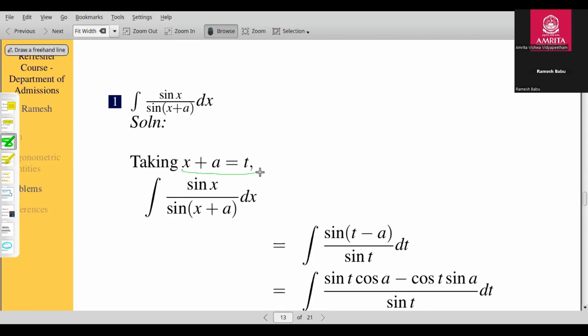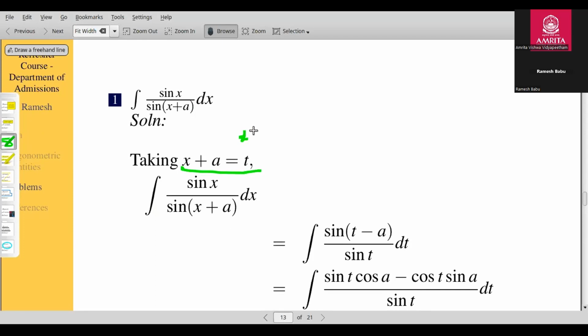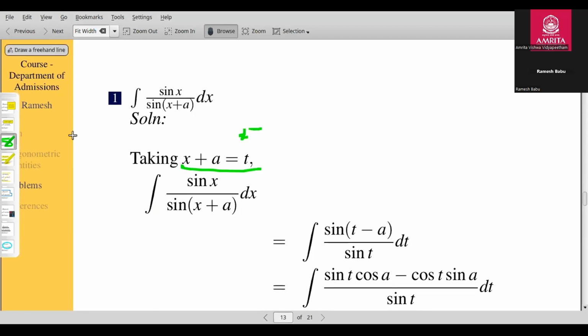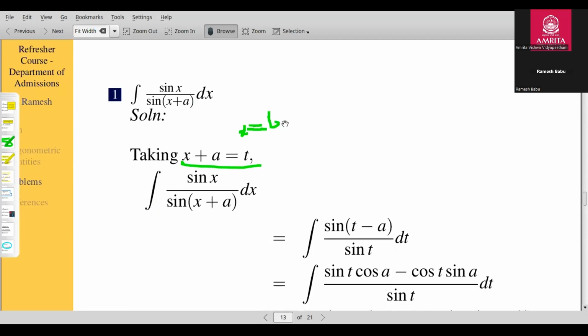The substitution here is x plus a is equal to t. Sir, x plus a is equal to t, then what is the value of x, sir? T minus a. If x plus a is equal to t, I can write x is equal to t minus a.